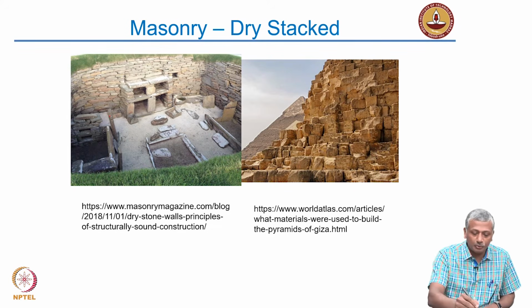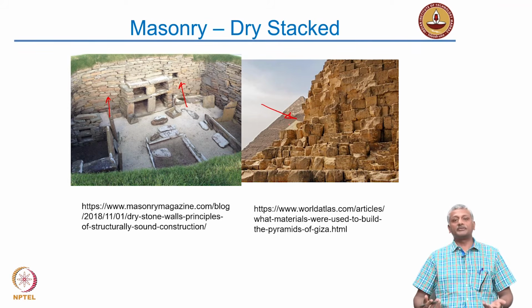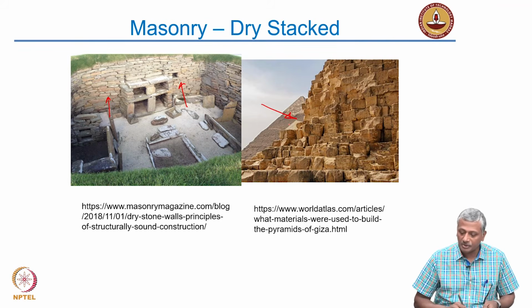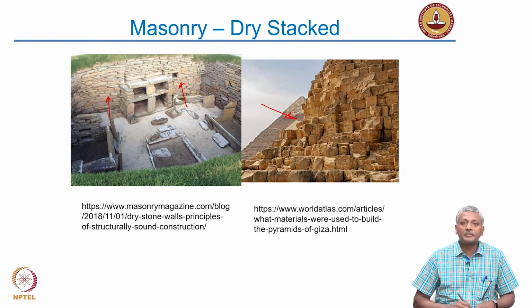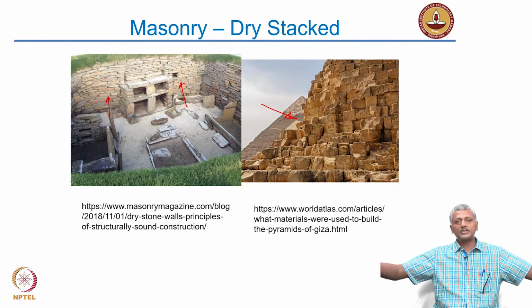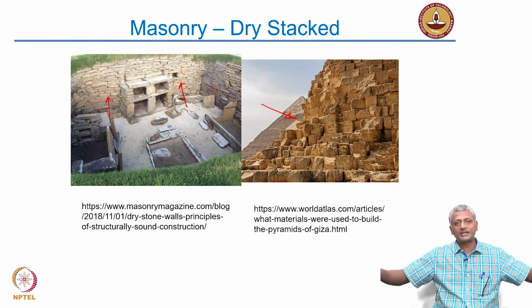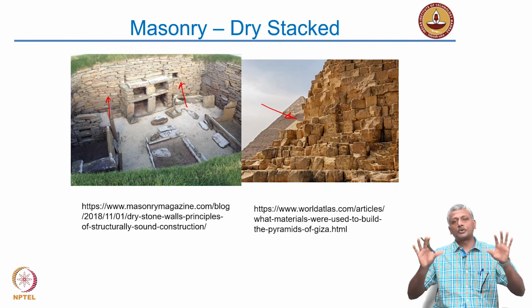Essentially, large blocks of stone were dry stacked on top of each other, like what you have in the pyramids. This is a pyramid, Great Pyramids of Egypt. Pyramids at Giza basically are dry stacked masonry. These were large blocks of stone that were kept on top of each other, and the shape basically ensured that there was stability and the rocks would not fall.